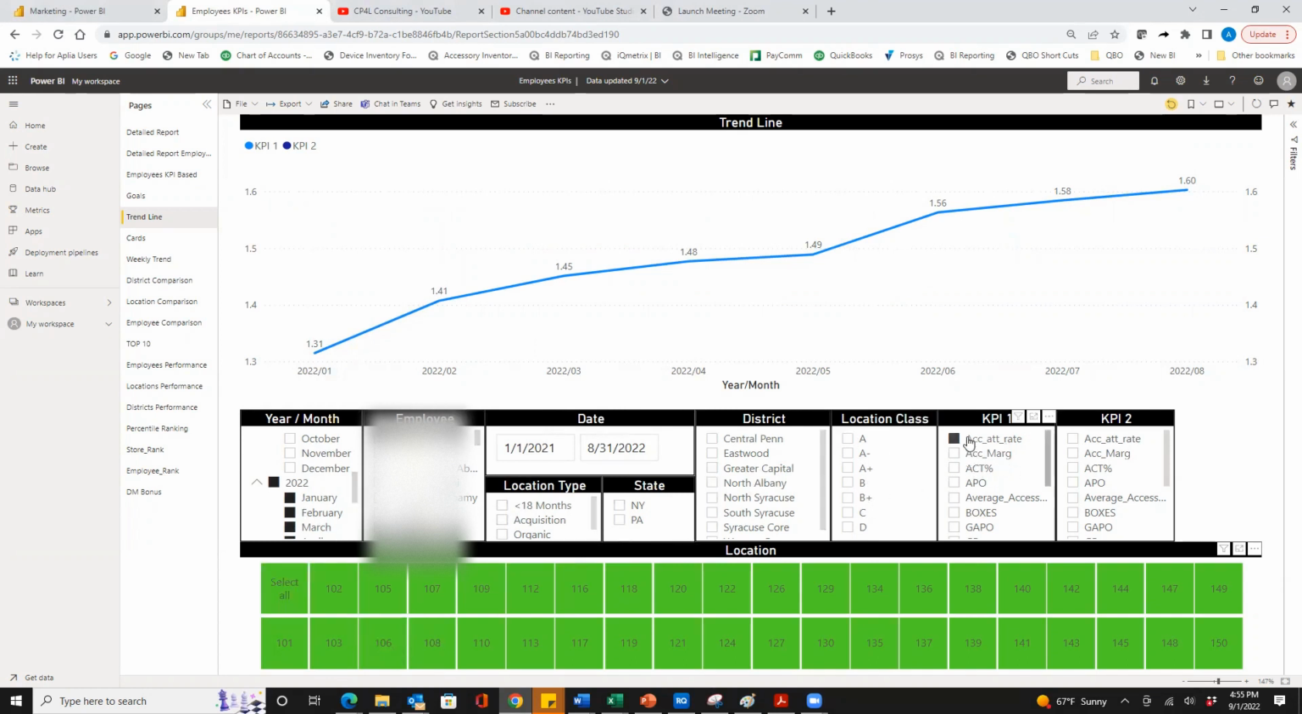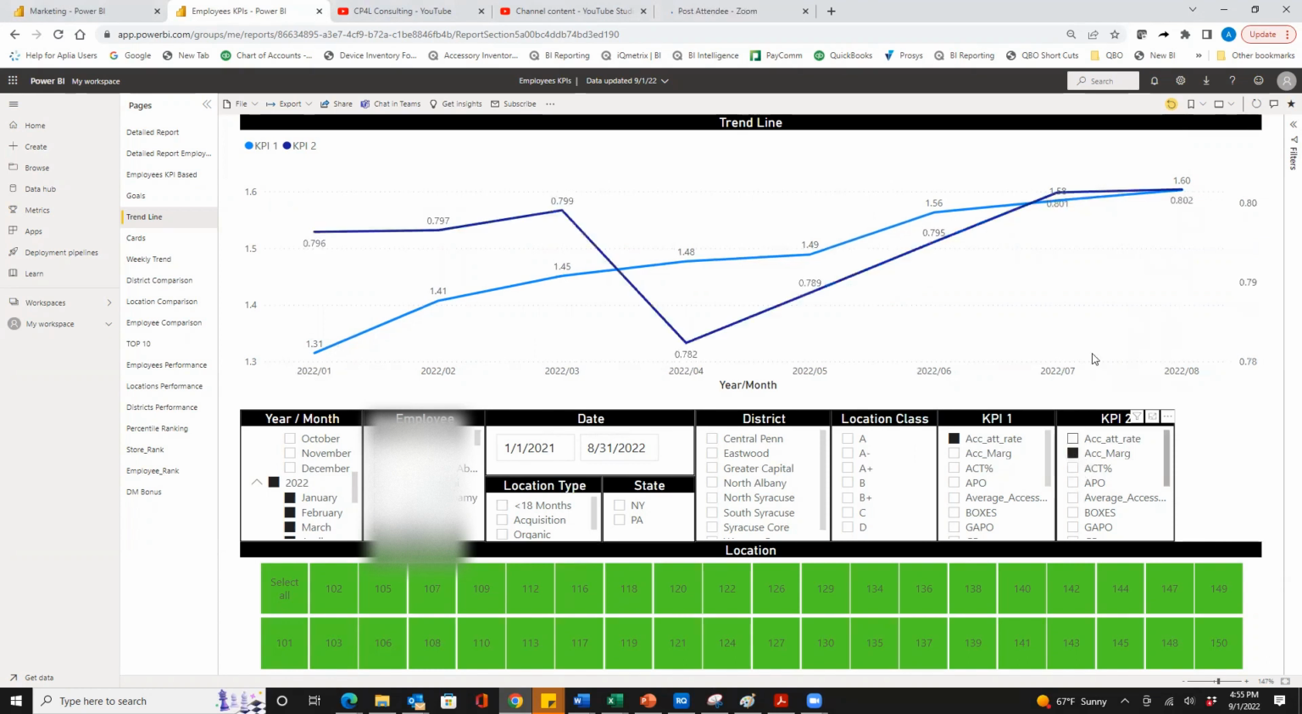And I want to see how my attach rate is moving. Is the team improving their attach rate? And as they're improving the attach rate, are we losing ground on our accessory margins? How is that movement over time compared between the two? There are so many variables, so many KPIs that you could look at and track.